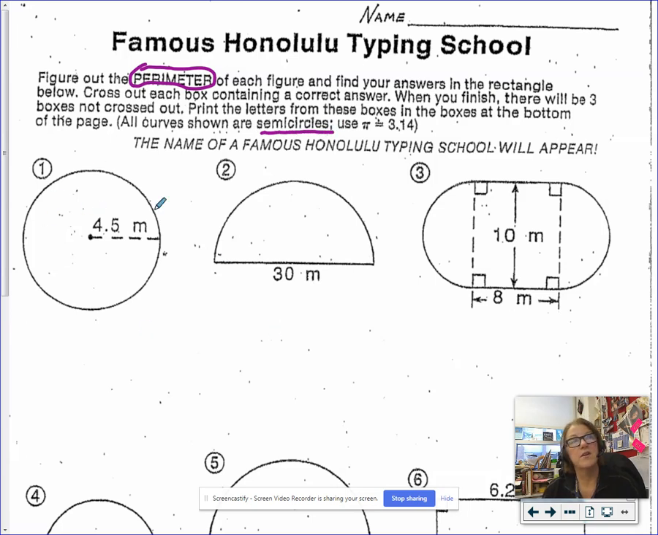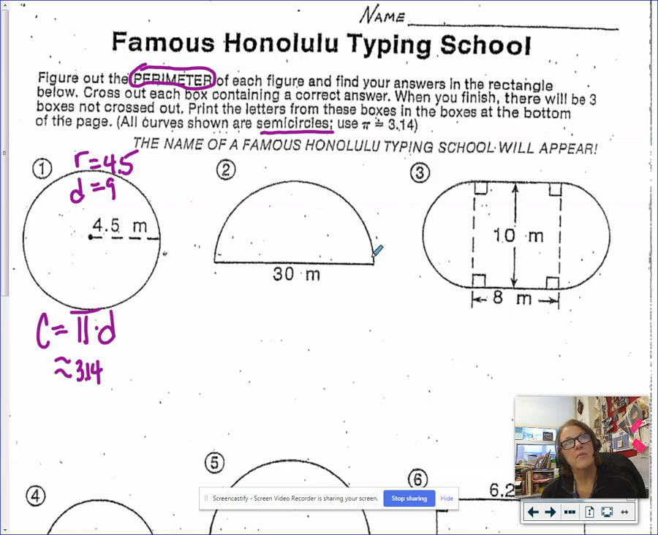Now, this first one is just a standard circle. So this one, you can just say, well, perimeter of a circle is called circumference. Use 3.14 for pi. Caution, this is not your diameter. Your radius is 4.5. That means your diameter is 9. Calculate that one. I want to really get into some of these irregular shapes.